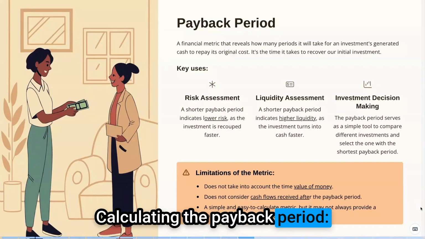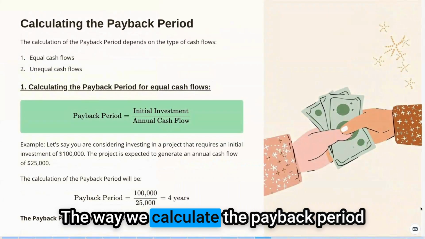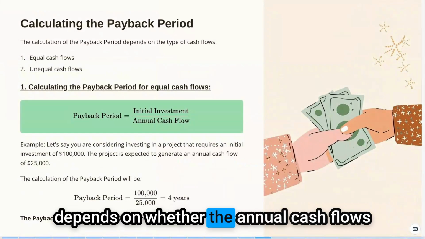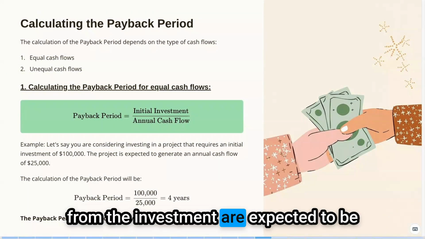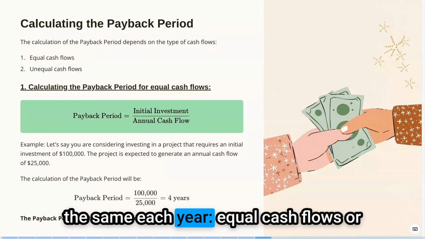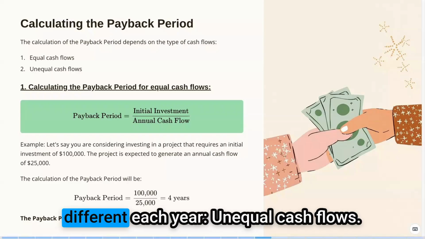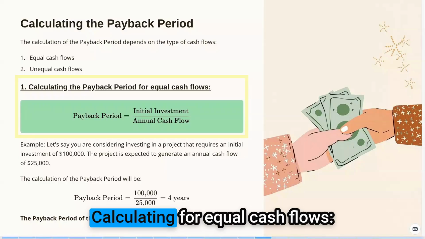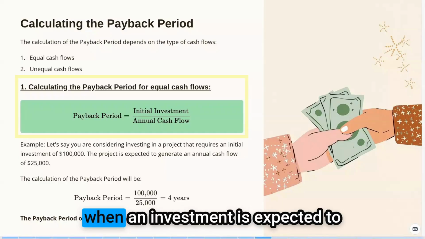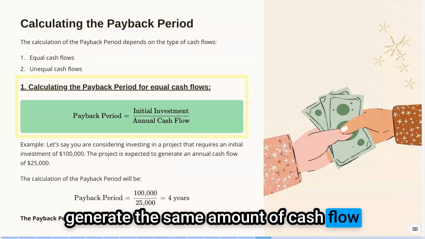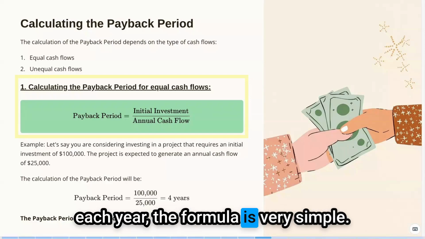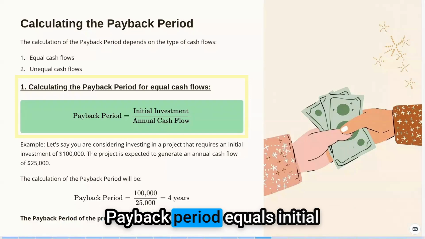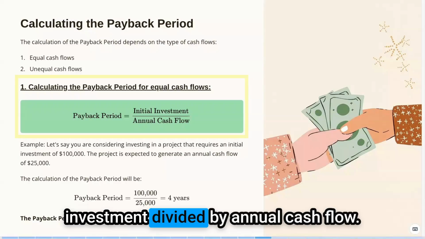Calculating the payback period. The way we calculate the payback period depends on whether the annual cash flows from the investment are expected to be the same each year, equal cash flows, or different each year, unequal cash flows. 1. Calculating for equal cash flows. When an investment is expected to generate the same amount of cash flow each year, the formula is very simple. Payback period equals initial investment divided by annual cash flow.